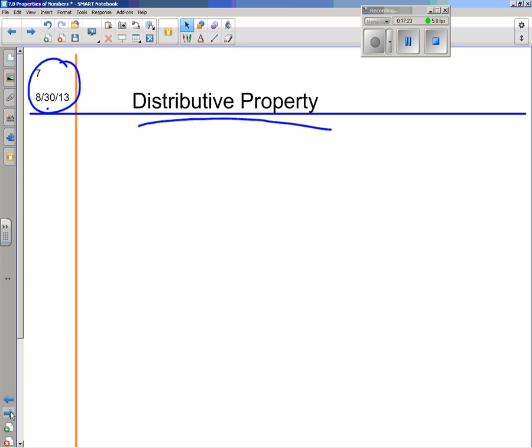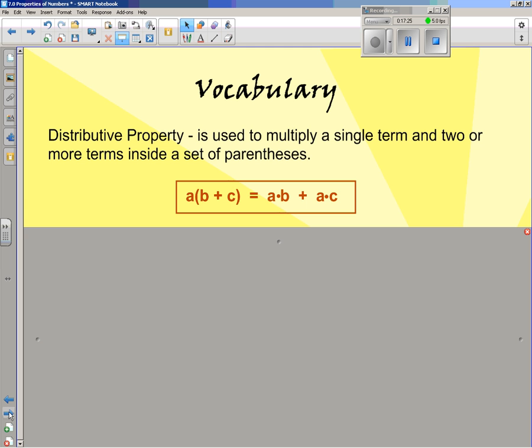We are going to start out with a couple definitions. The definition of the distributive property written in fancy math speak is the distributive property is used to multiply a single term and 2 or more terms inside a set of parentheses. A term is really just part of the expression. So if we look down here, we have A multiplied by B plus C.